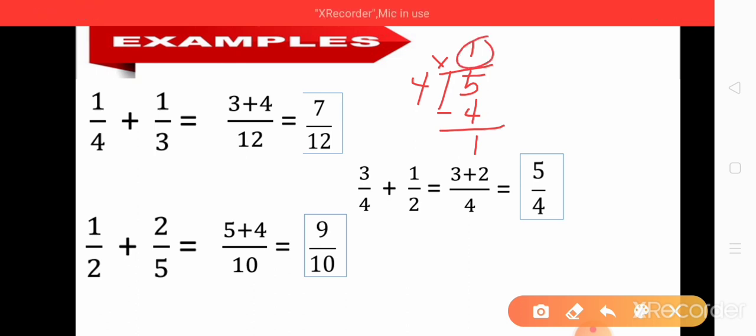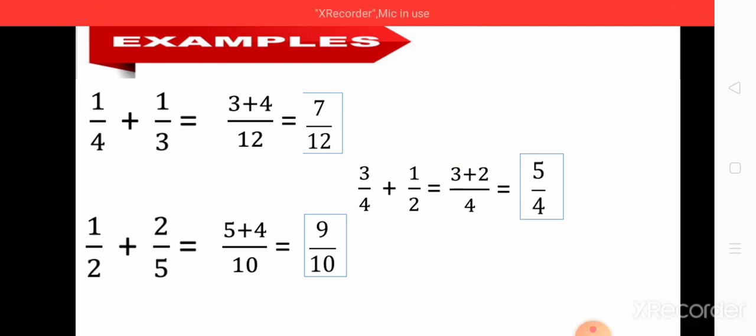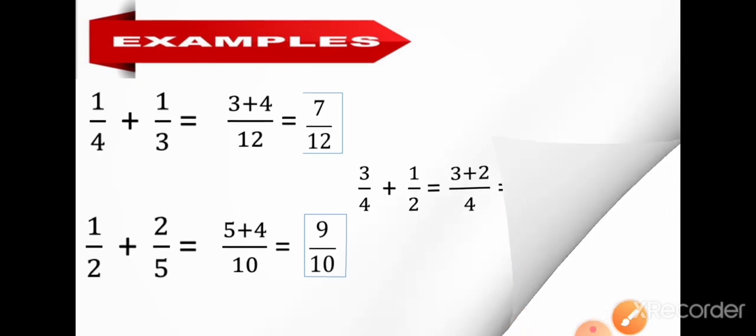Again, yung nasa taas siya yung magiging whole number, yung nasa baba siya yung magiging numerator. Then yung LCD natin dun sa 5 over 4 is copy lang. So, magiging 1 and 1/4.